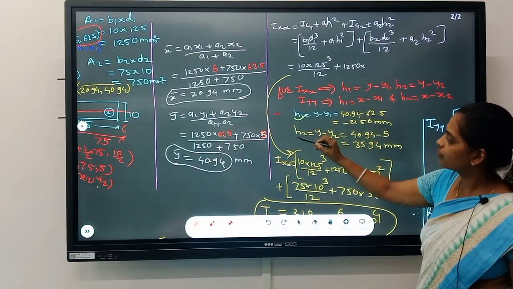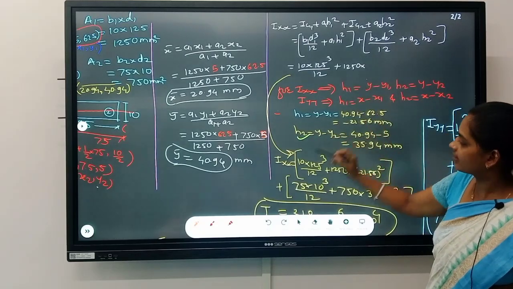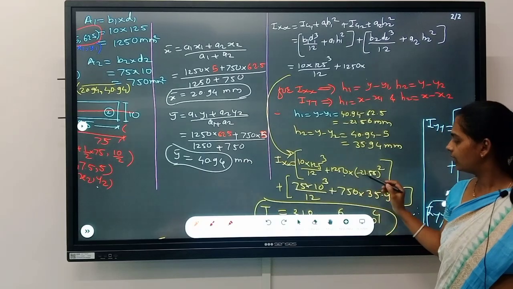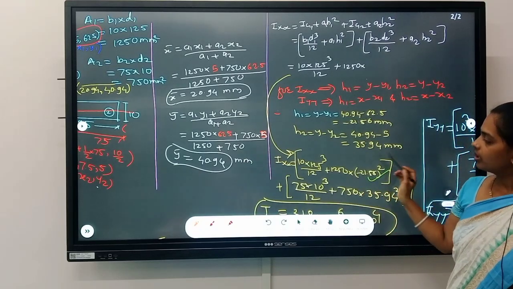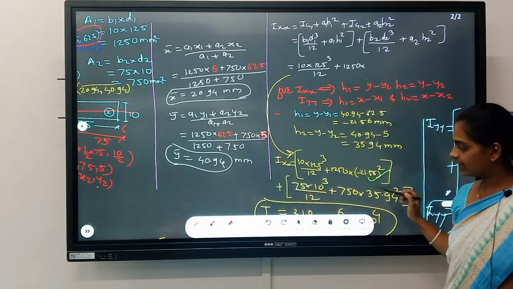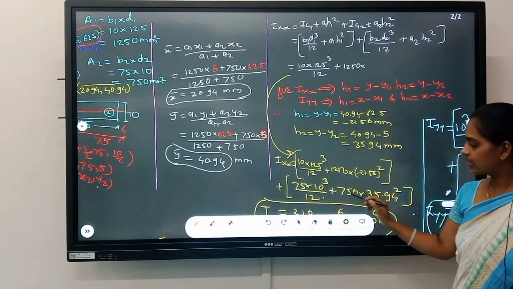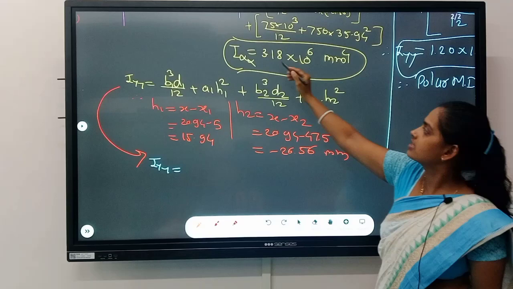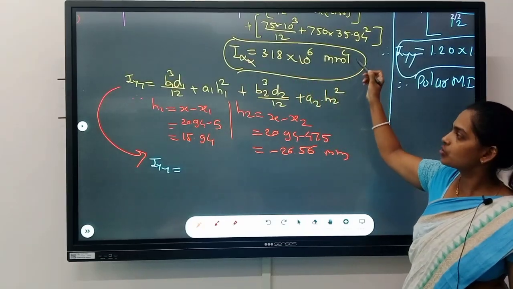After calculation of h1 and h2, put all the values in Ixx: BD cube divided by 12 plus area of first rectangle into h1 square. Same for the second rectangle, BD cube by 12 plus area into concerned h2 square. After calculation, it is 3.18 into 10 raised to 6 mm raised to 4.